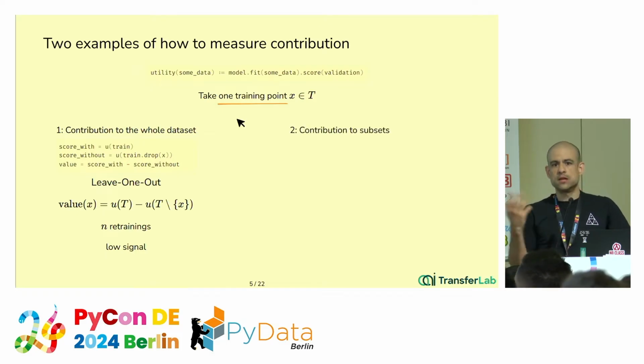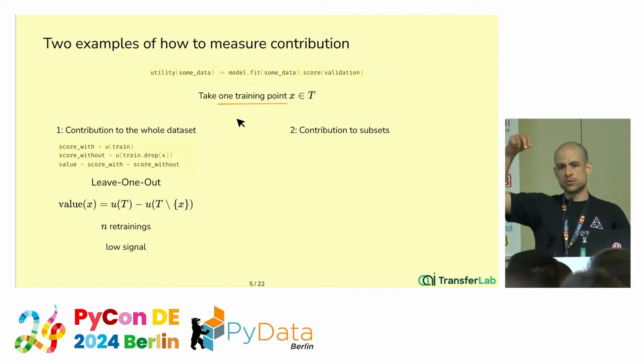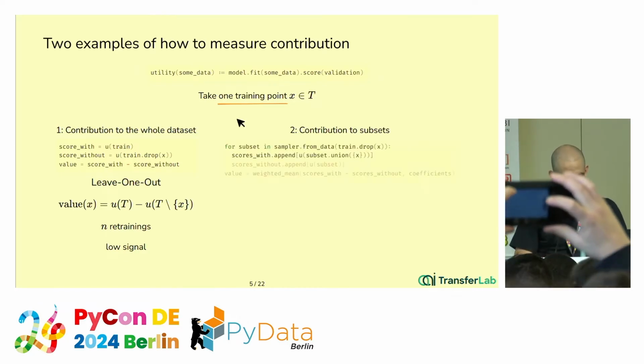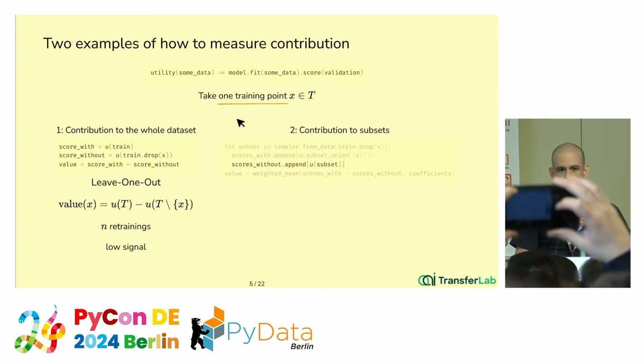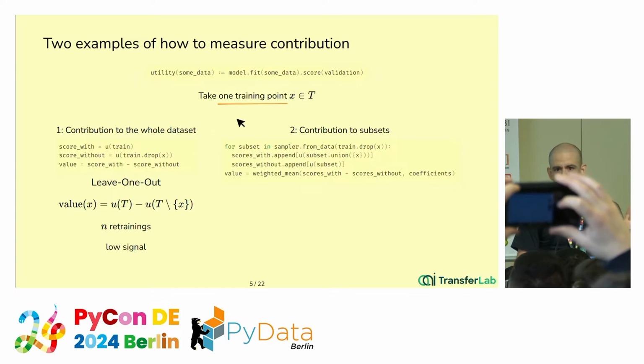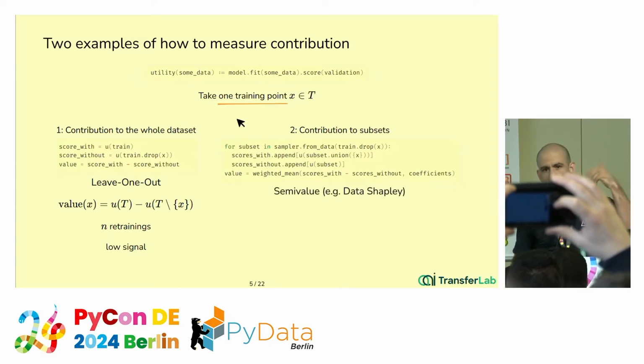What people do is they look at subsets. Now I'm going to do this in-and-out thing for all possible subsets of the training set. This is some pseudocode. I just sample subsets, I score with and without, and then I compute a weighted mean. You can gloss over this. It's not so important.